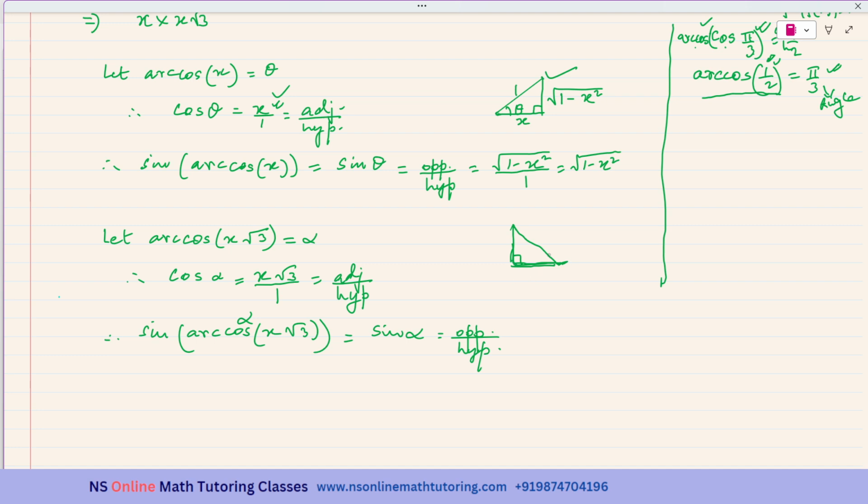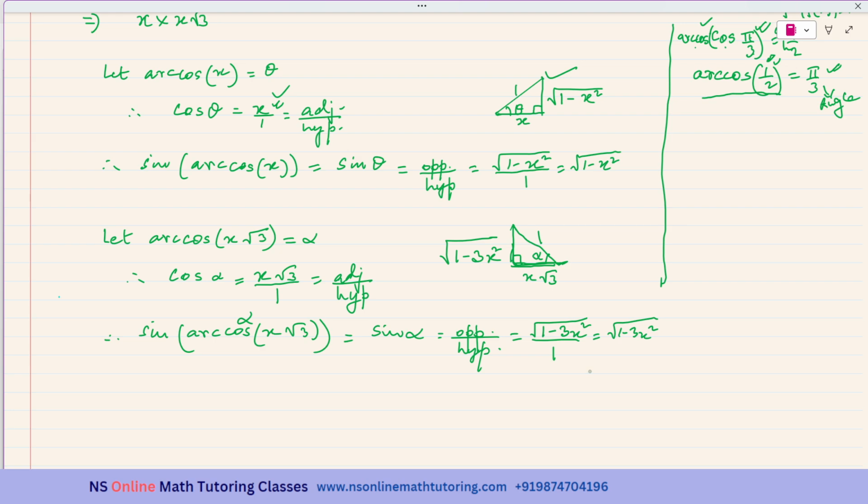And adjacent side, this one is alpha. So adjacent side is this one, it is x root 3. And the hypotenuse is 1. So what will be the opposite side? It will be square root of 1 square is 1 minus x root 3 whole square. X square is x square obviously, and root 3 square is 3. So it is minus 3x square. Okay. So this is equal to square root of 1 minus 3x square over 1, which is equal to square root of 1 minus 3x square.